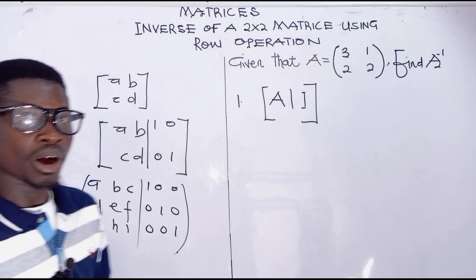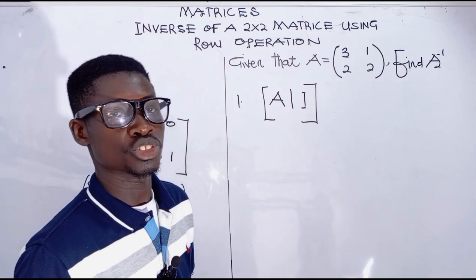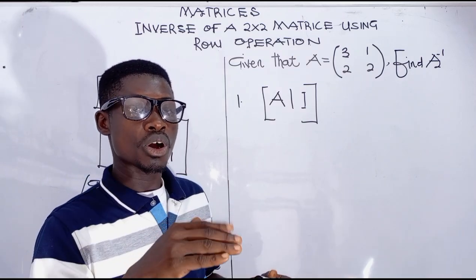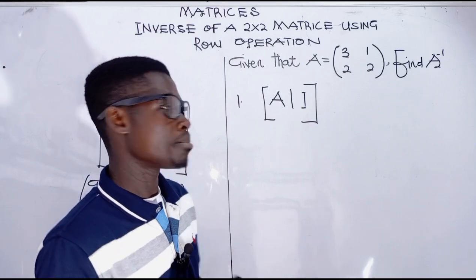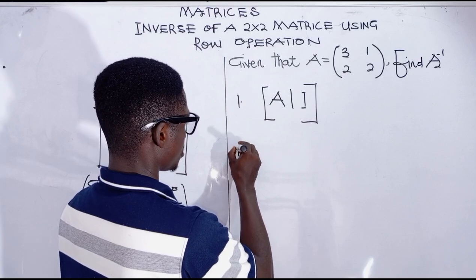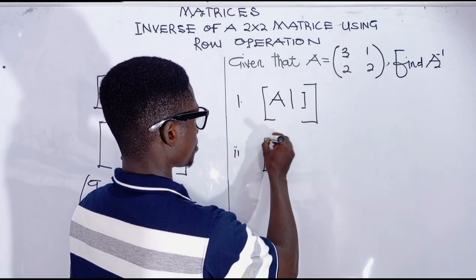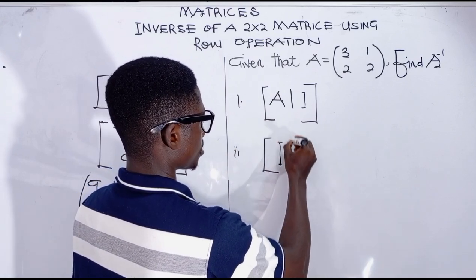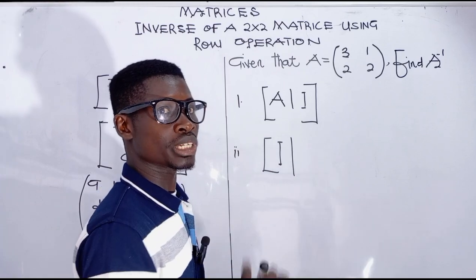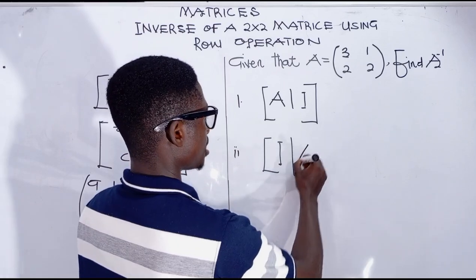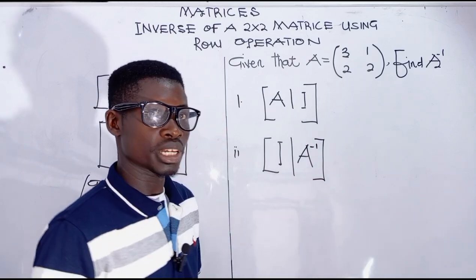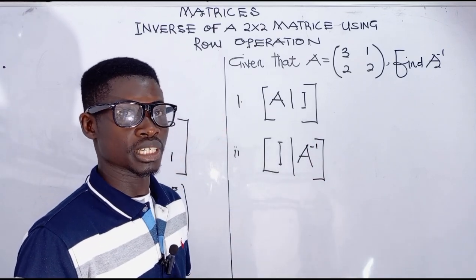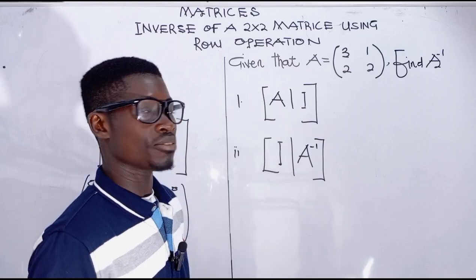So after augmenting, the next thing that we are going to do is to perform operations on the rows until what is on the left hand side becomes a unit matrix. Now whatever remains on the right hand side becomes what? The inverse of the matrix that we are looking for. So this is what the row operation is all about. Let's look at our first example.